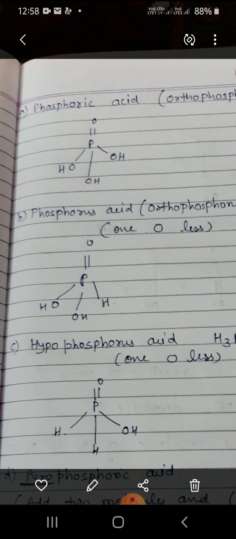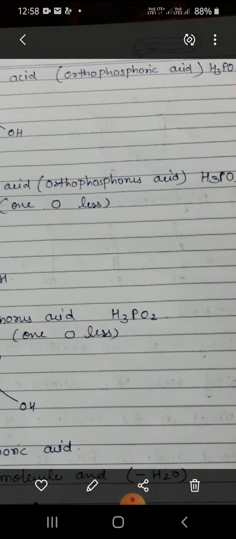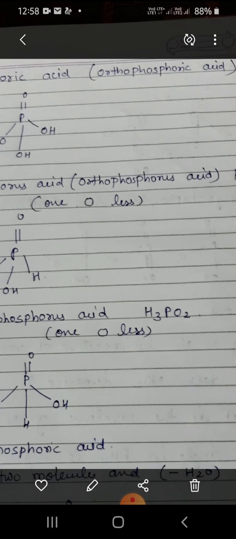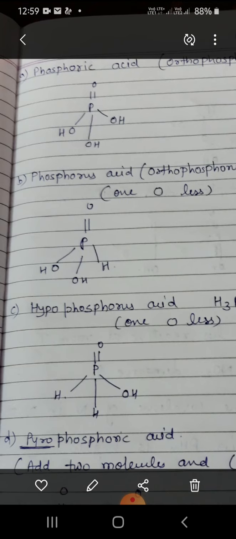Then next is phosphorus acid. The formula is H3PO3, another name is orthophosphorus acid. There will be one oxygen less. The other things will be the same, but in place of a P-OH bond there will be a P-H bond.